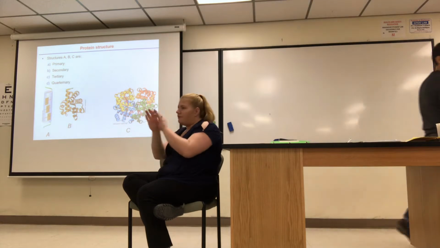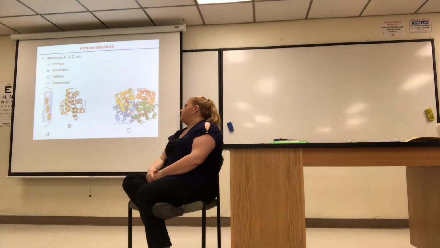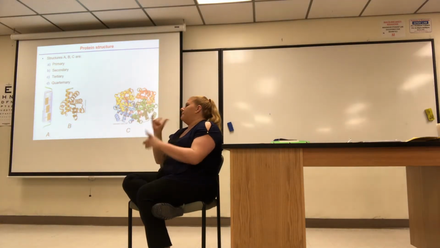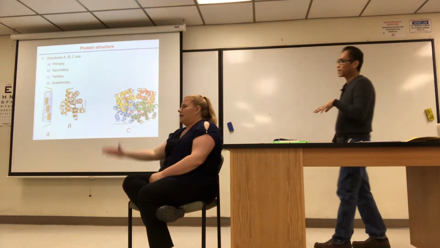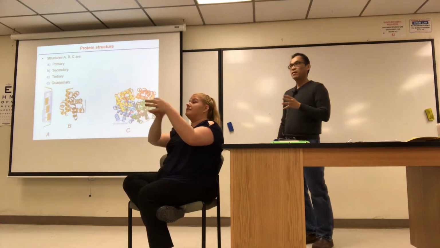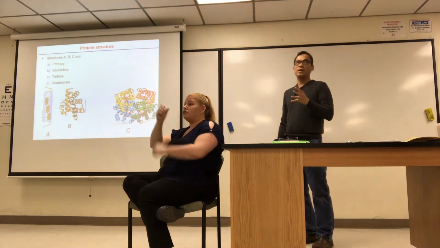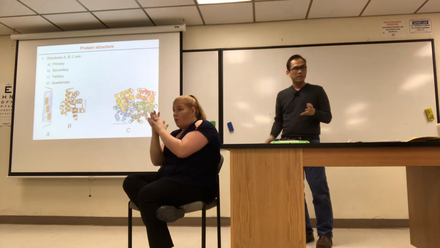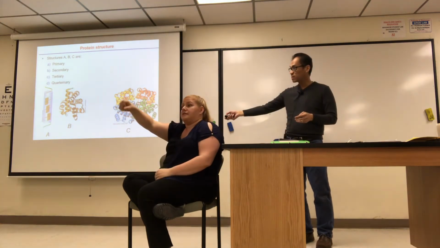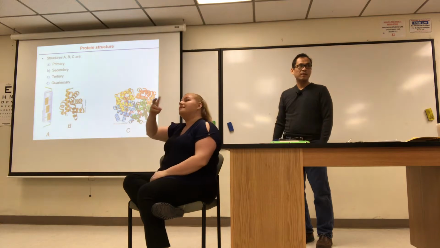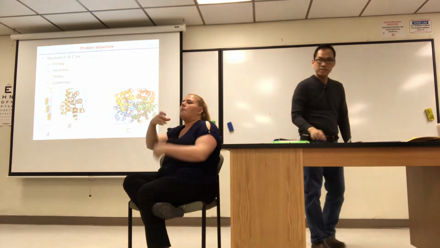One more time with A being secondary. Can you explain that one? Yeah. The definition of secondary structure is it forms an alpha helix or beta pleated sheet. So that's an alpha helix, so it qualifies as secondary. Okay? I see.